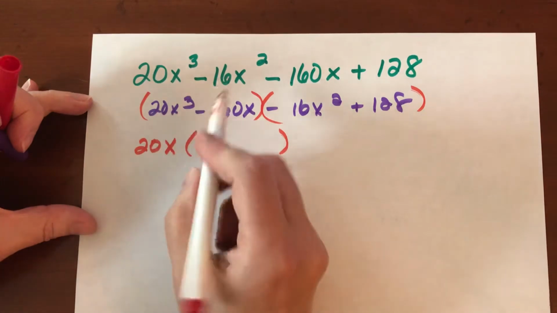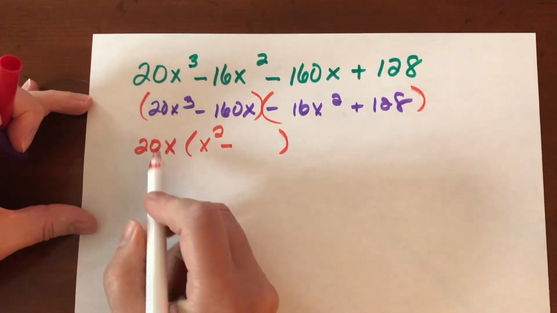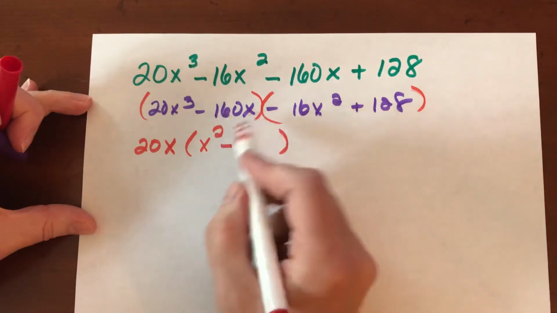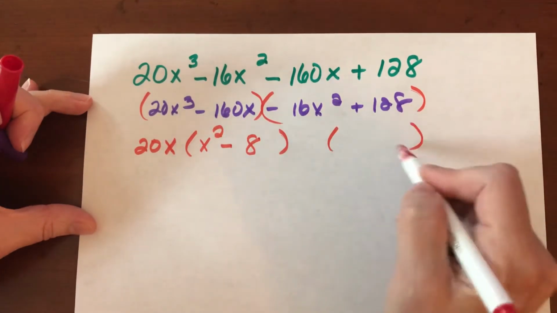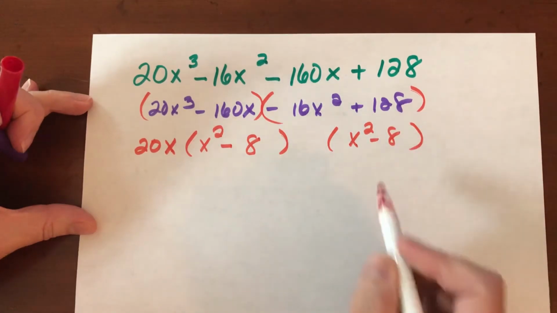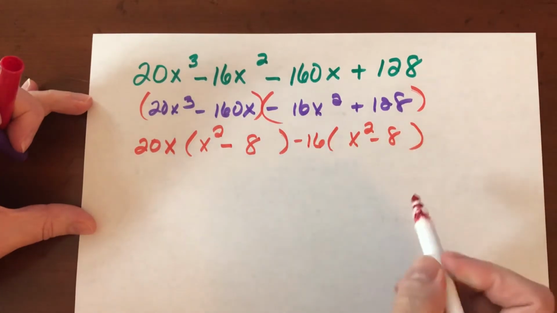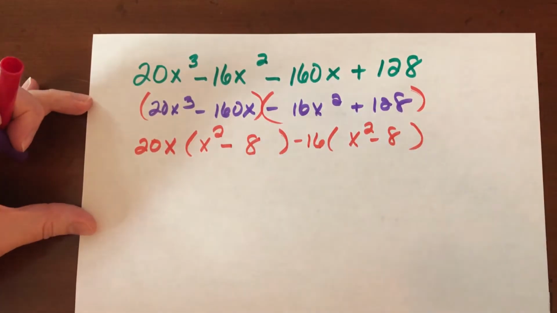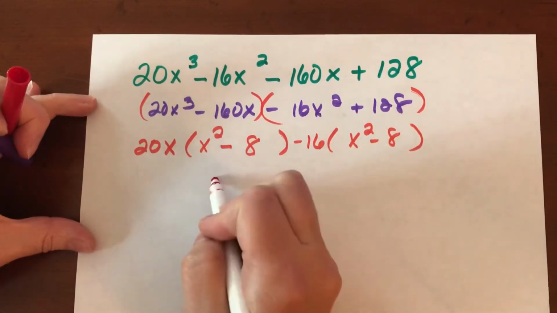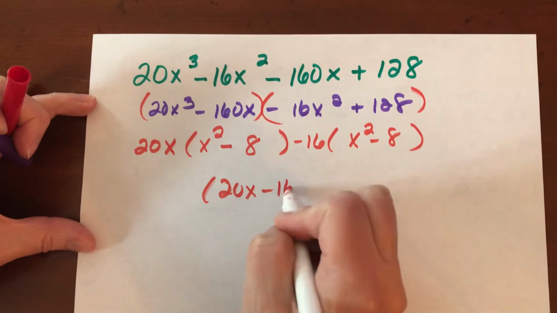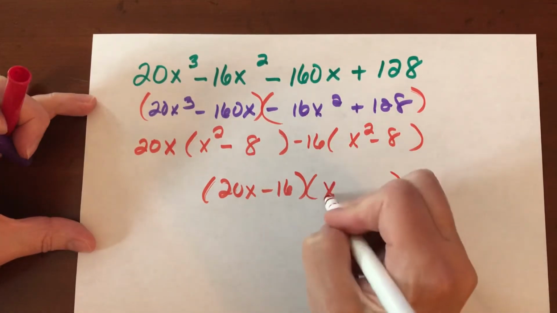And let's see what we're left with. 20x times what is 20x cubed? Well, that's going to be x squared. Bring the minus. 20x times what is negative 160x? That's going to be 8. Well, I know that this is going to be x squared minus 8 over here. So x squared times what is negative 16x squared? That would be a negative 16. Now just double check that negative 16 times negative 8 is 128. Yes, negative times negative is positive 128. So then what I'm going to do is bring my outsides together. I have 20x minus 16, and then remember, you bring the two that are similar, x squared minus 8.